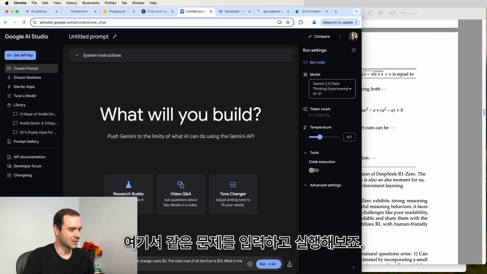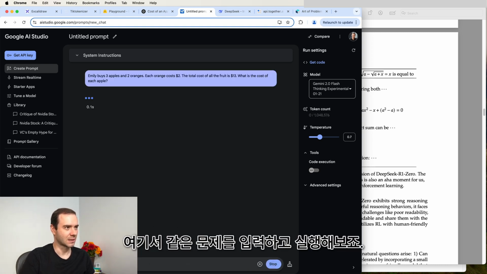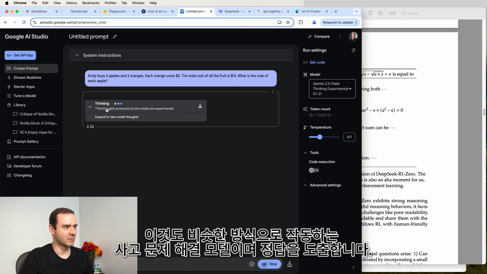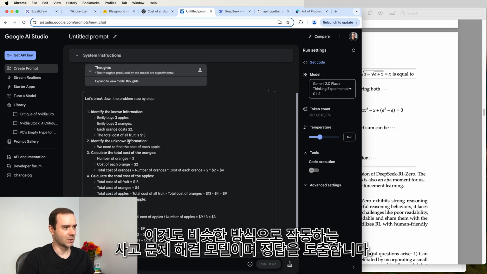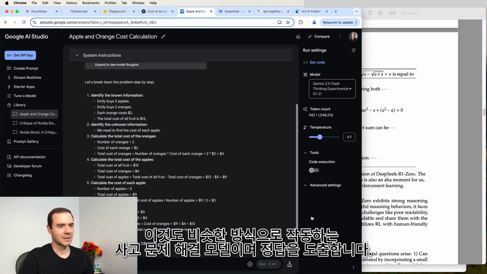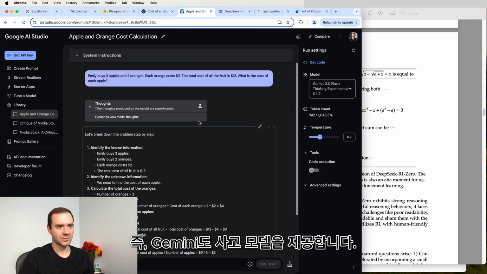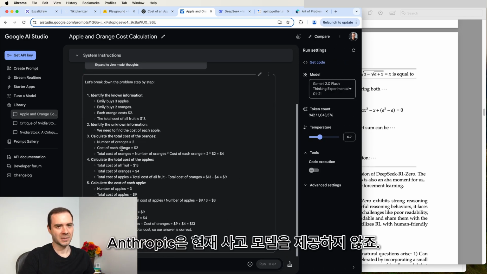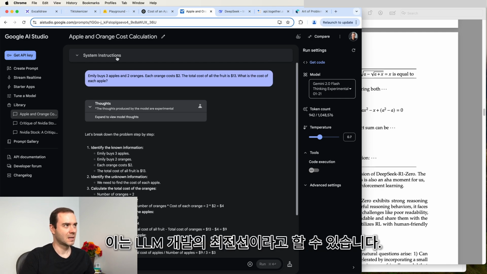So we can go here and we can give it the same problem and click run. This is also a thinking model that will do something similar and comes out with the right answer here. So basically Gemini also offers a thinking model. Anthropic currently does not offer a thinking model. But basically, this is kind of like the frontier development of these LLMs.